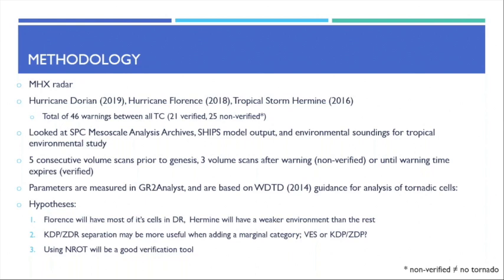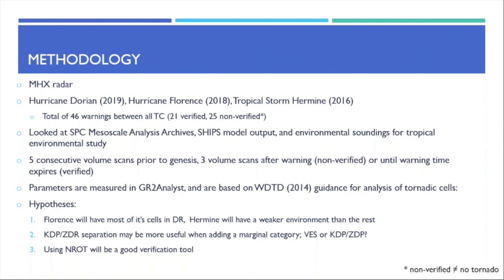And for the cell analysis, I'll be looking 5 volume scans prior to genesis, which is about 4 to 6 minutes for a volume scan. So that's about 30 minutes before the tornado touched down. And I'll be looking for 3 volume scans after, unverified, or until the warning time stopped for the verified cells. And each of the parameters are measured in GR2Analyst based on the WDTD guidance, and I'll be going through those later as well.